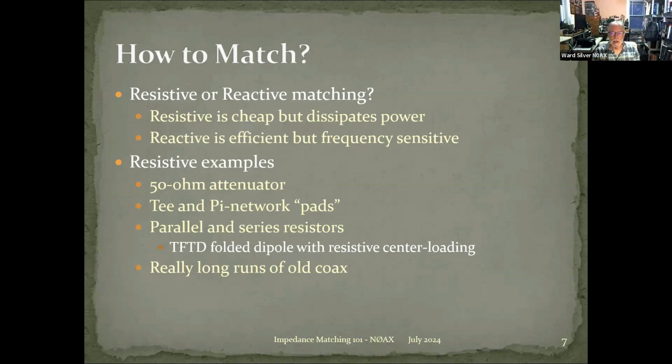And old coax, or even new coax, if your frequency is high enough, makes a great dummy load. I've seen a number of labs that are operating at microwave frequencies. Where's your dummy load? Oh, it's just that big spool of cable over there in the corner. A 1,000-foot spool of RG58 makes a really great dummy load at a couple or 3 gigahertz, for example. So be aware of that.